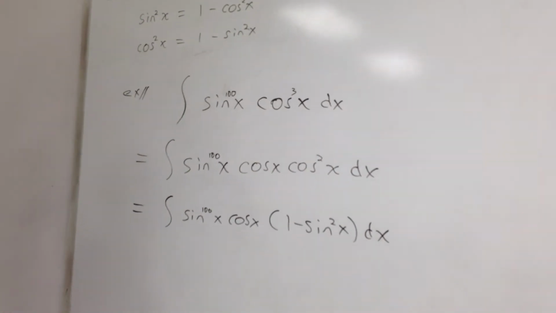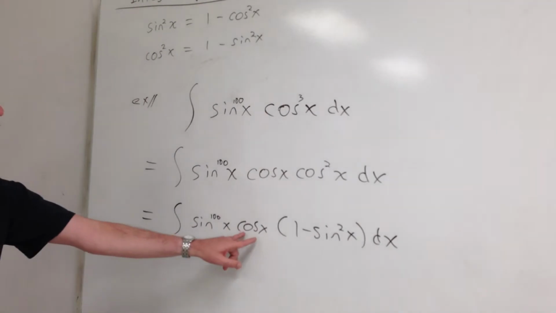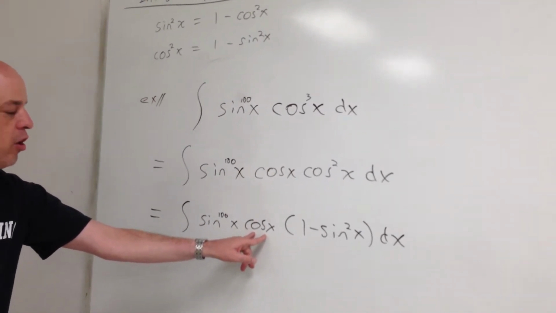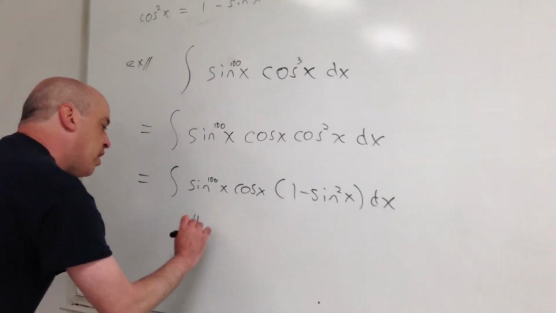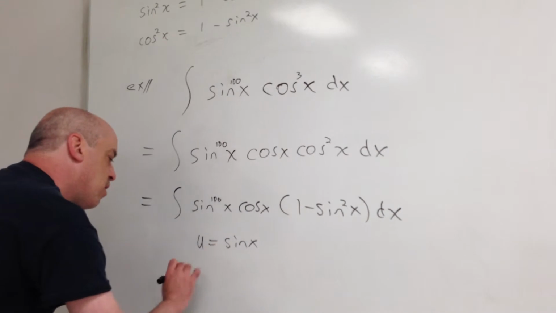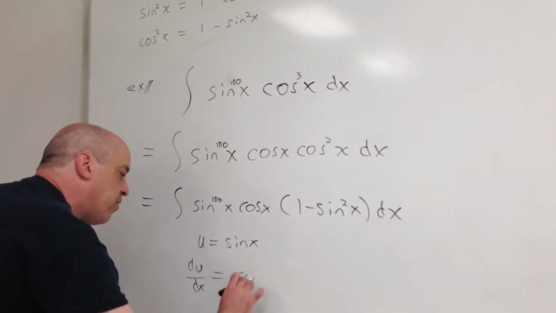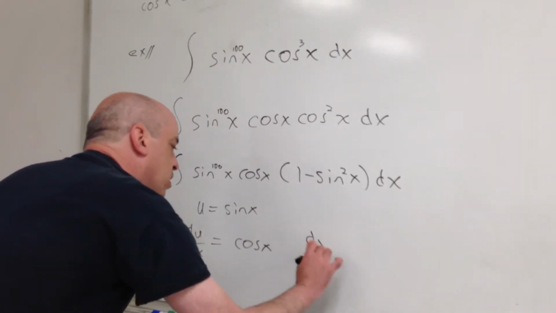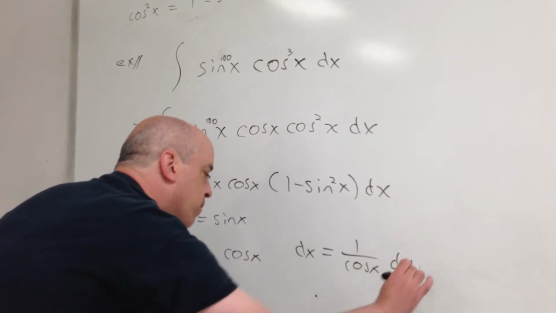Okay, so just as before, we can let u equal sine x now. This cosine will go away in the u substitution process, and we'll end up with a polynomial in u. So let's go through that procedure now. Let u equal sine x. du over dx is going to be cosine of x. And if one solves for dx, you get 1 over cosine of x times du.